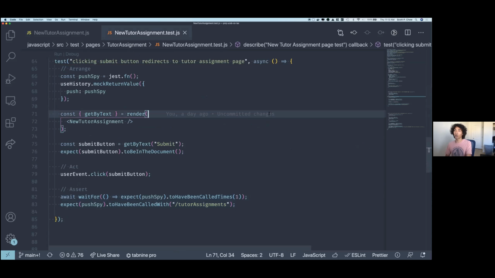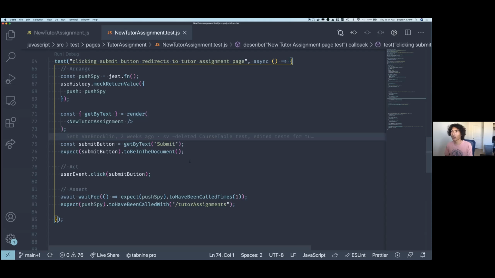We see here the test, and I've gone ahead and added some comments to split out the three different portions. We have the arrange portion up top that mocks out the history.push function so that we can listen in on it. The test has also rendered new tutor assignment so that it appears in the test, and we've identified the submit button.